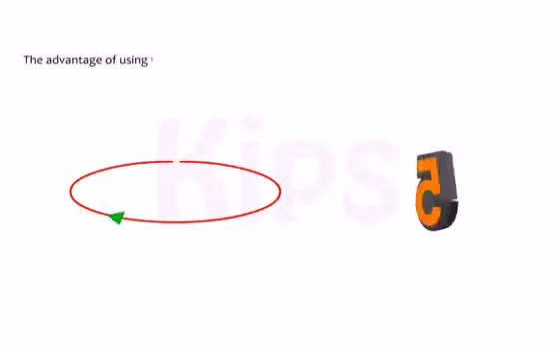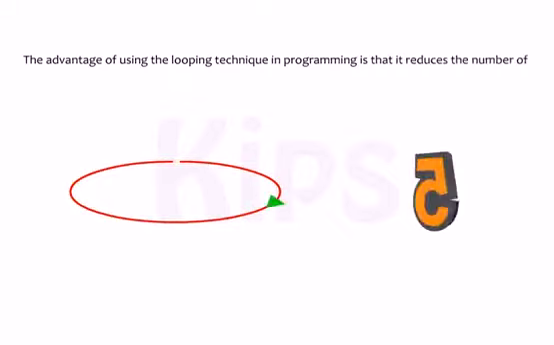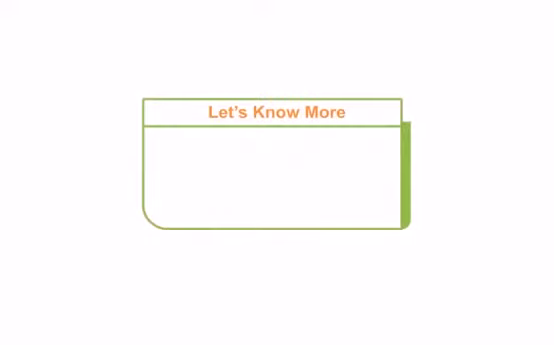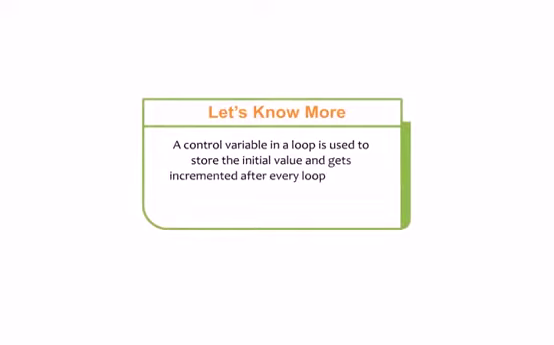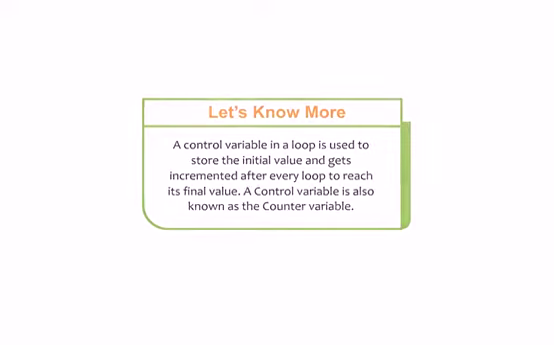The advantage of using the looping technique in programming is that it reduces the number of instructions and also the memory space. Students, let's know more. A control variable in a loop is used to store the initial value and gets incremented after every loop to reach its final value. A control variable is also known as the counter variable.